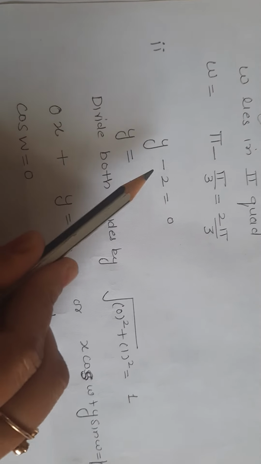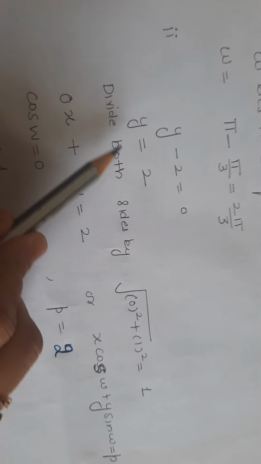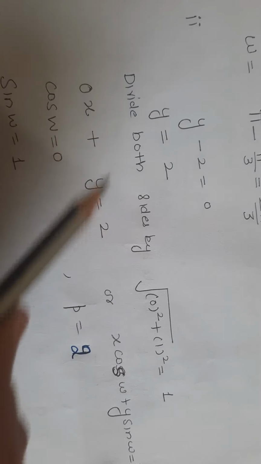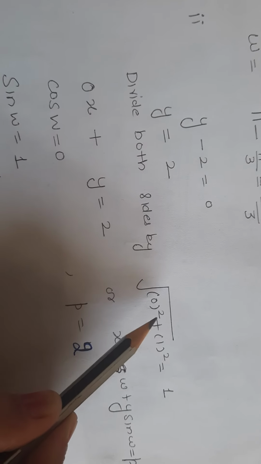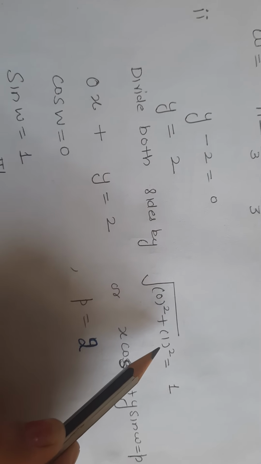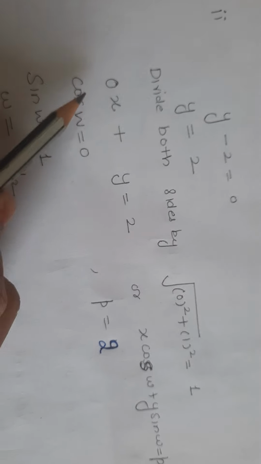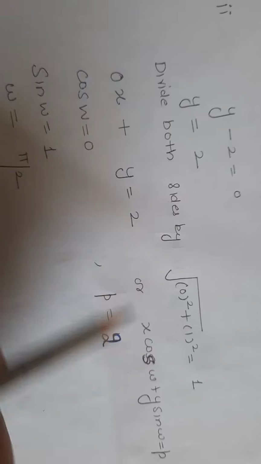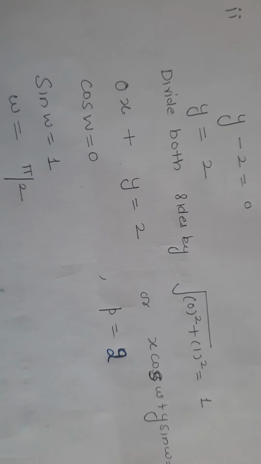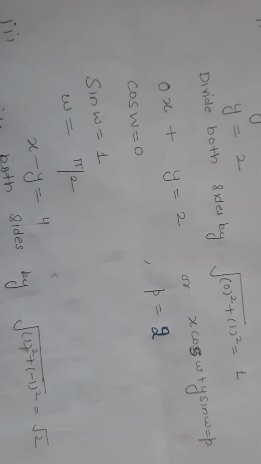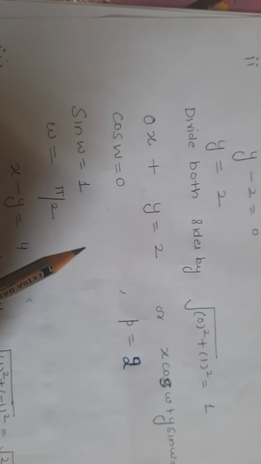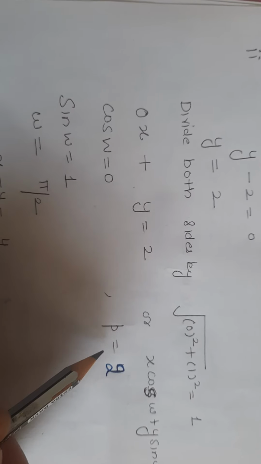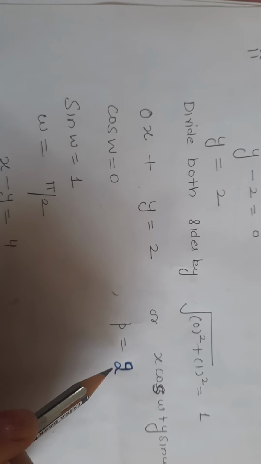One more question. y minus 2 equal to 0. So y is 2. Again divide both sides by the square root of the coefficient of x square plus coefficient of y square. There is no term of x, so the coefficient will be 0, plus coefficient of y square is 1. So this is 0x plus 1y is 2. If you compare these two equations, cos omega is 0, sin omega is 1 and p is 2. So omega is pi by 2, right? And the perpendicular distance of the line from the origin is 2.